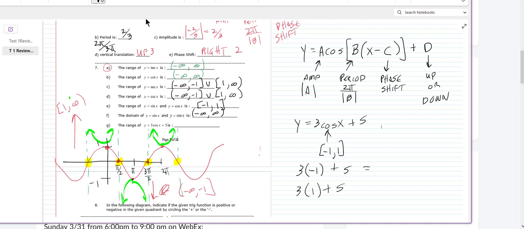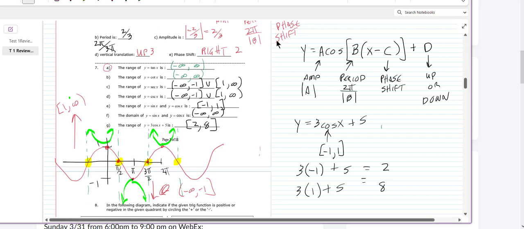So this would be 2. This would end up being 8. So that means the range on this is going from 2 to 8. Okay, so you just understand the fact that the range of cosine is -1 to 1, and then you can use that to figure out the range of the transformed function. Okay, so you want to make sure you know how to do those kinds of things. You can memorize the range of all 6 trig functions if you want to, or you can reason out what it is by memorizing what the graphs look like.